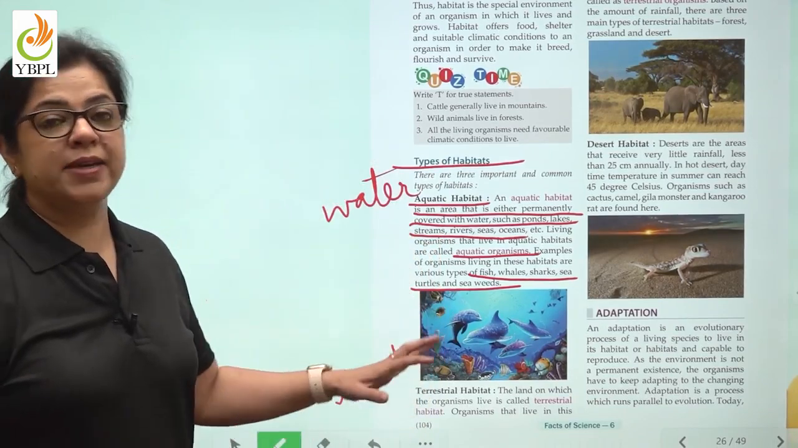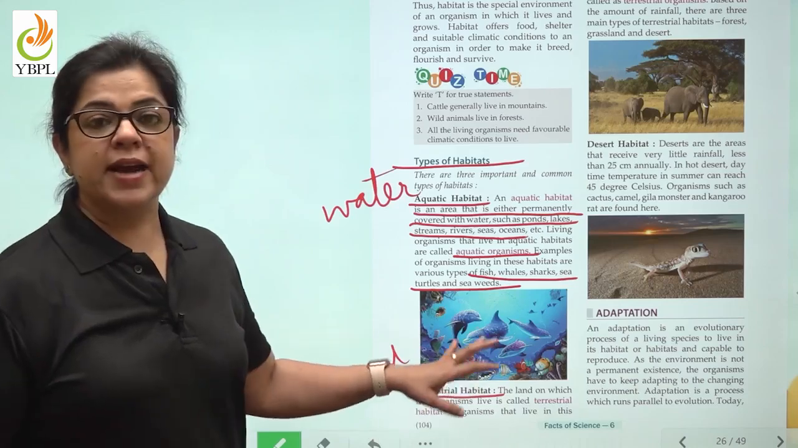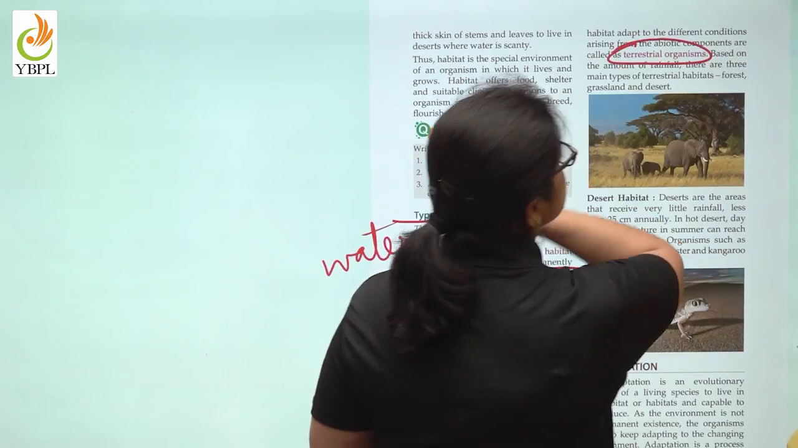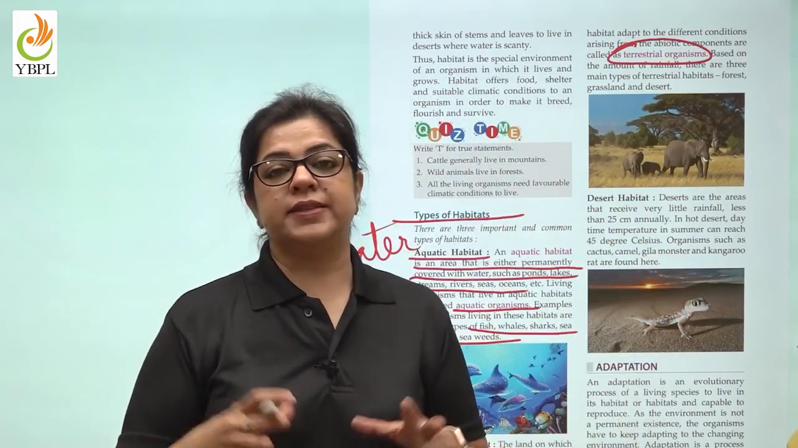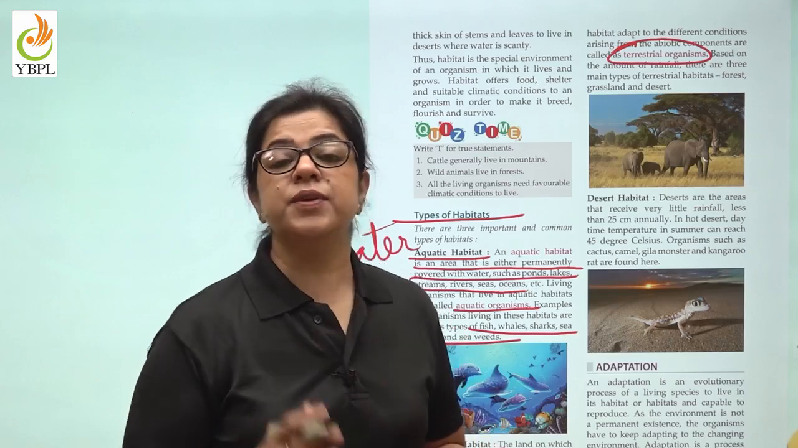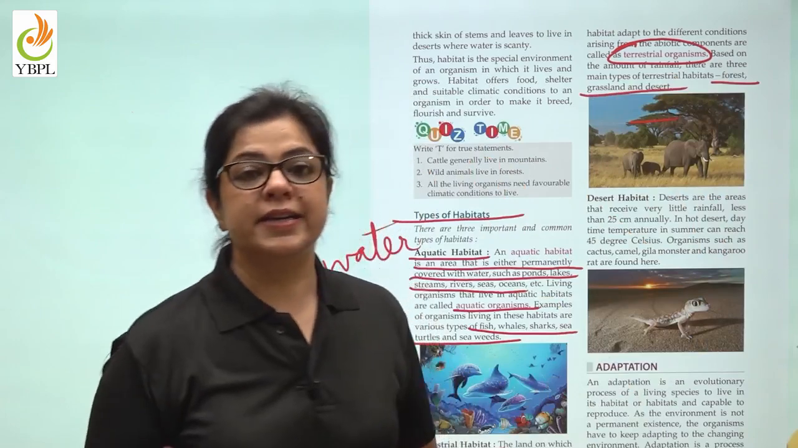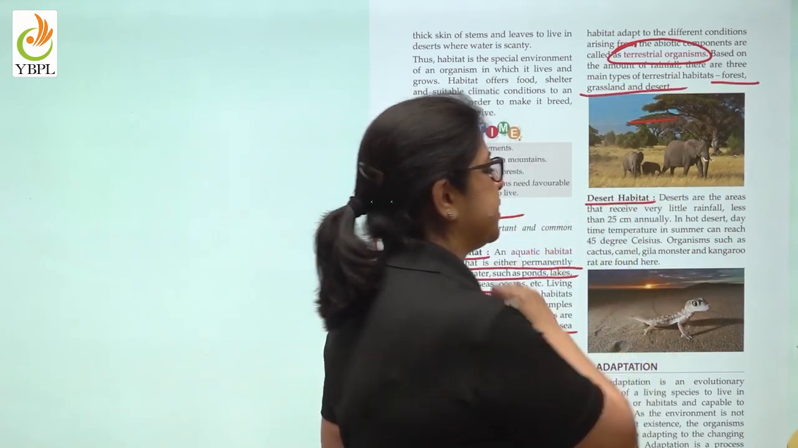So, land habitat is known as terrestrial habitat. Organisms that live on land are known as terrestrial organisms. Now, based on the amount of rainfall that these areas receive, they can either be forest, grassland or deserts. Next, let's come to desert habitat.